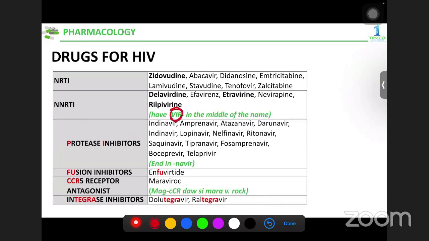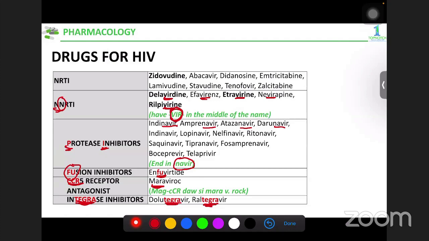Drugs for HIV, so emphasize ko lang yung mnemonics. Paano tandaan to? Pag may VIR sa gitna, ano siya? Yung dalawang N, may N din sa gitna. So, NNRTIs, may VIR sa gitna. Next, your protease inhibitors. So, tandaan ko dito, PI na virgin. So, PI na virgin. So, protease inhibitors, na VIR. Your fusion inhibitors, enfuvirtide. So, magsi-CR daw si Mara. So, CCR5. Then, Tegra. So, integrase, dolutegravir, raltegravir. Okay, these are drugs for HIV.